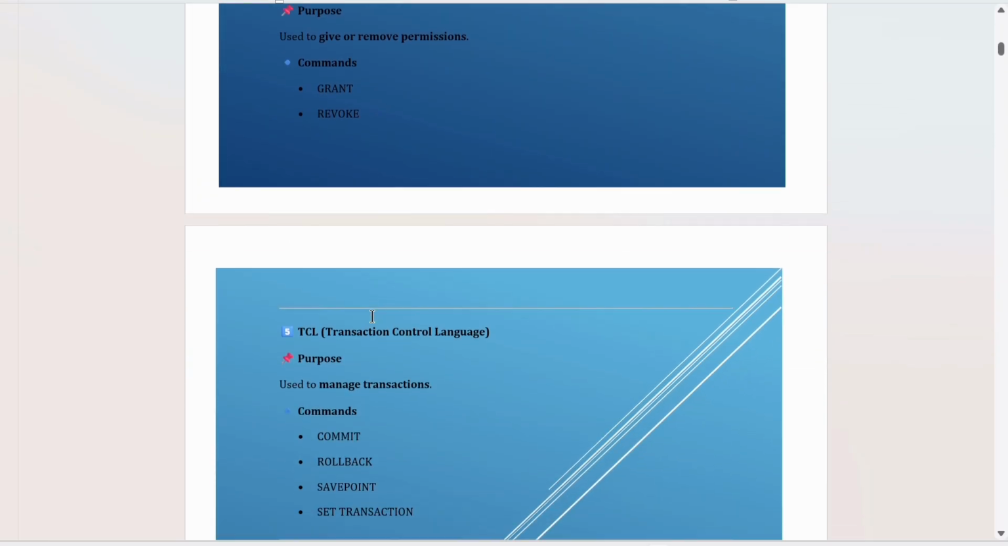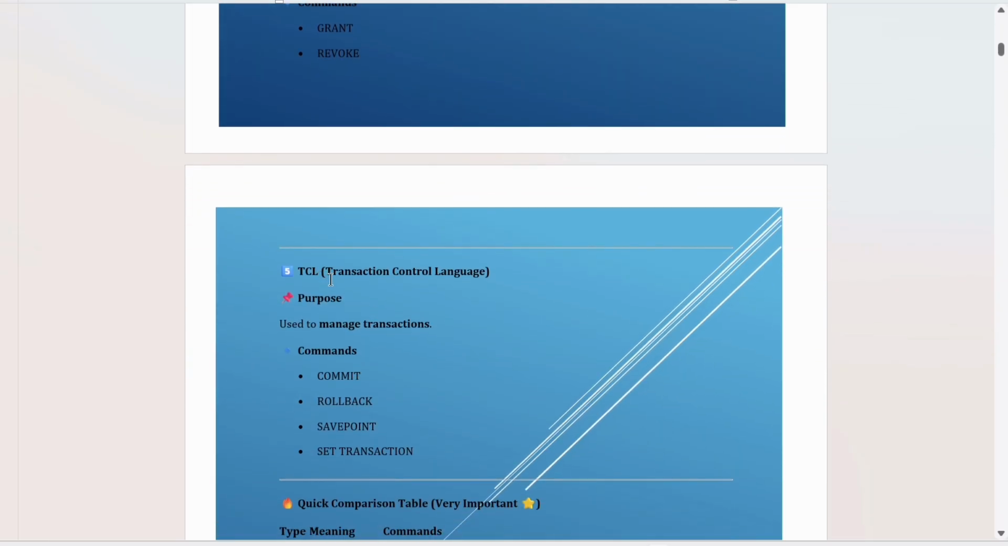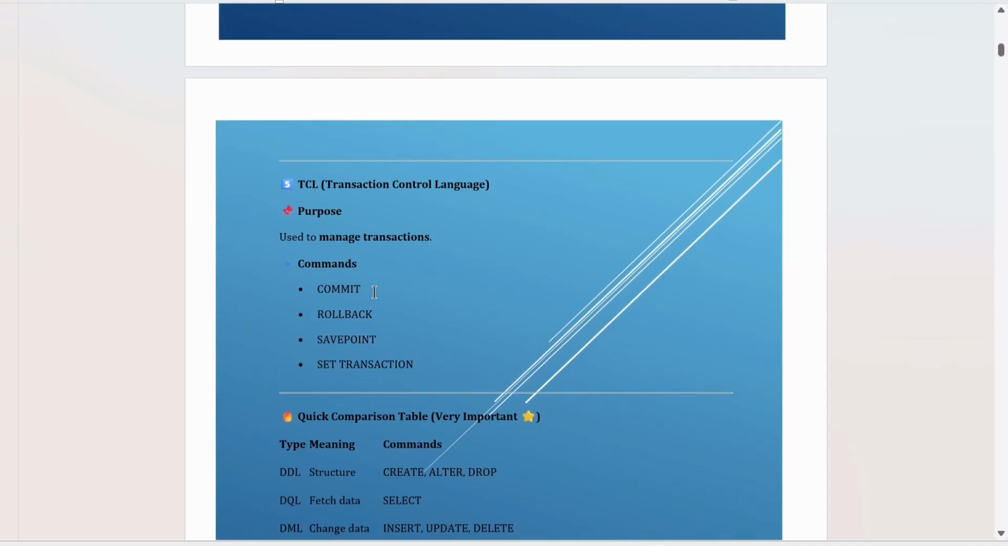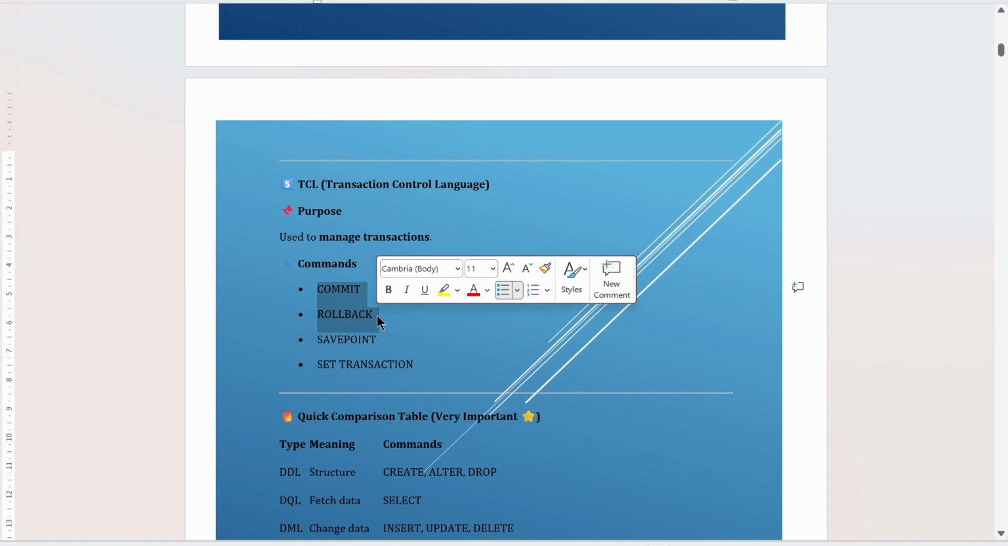And the last command is TCL, that is transaction control language, and it is used to manage transactions. Under it we'll be having the commands like commit, rollback, savepoint, set transaction. Commit and rollback are the most important commands that we have in TCL.